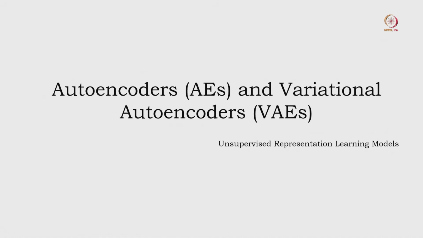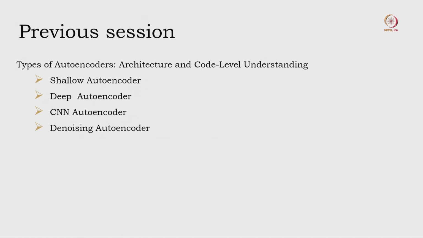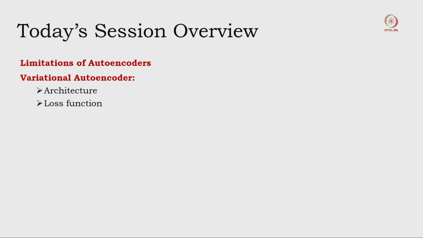So, we had started with the autoencoders, and in the previous session we have seen the types of autoencoders. We have understood its architecture, and we have also seen the code level understanding. We have seen how to implement shallow autoencoders, deep autoencoders, CNN based and denoising. These were the topics that we discussed in the previous session, and in today's session we will first look into the limitations of autoencoders, and then we will start with variational autoencoders.